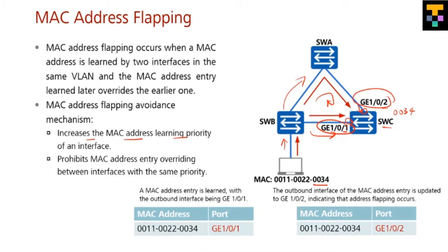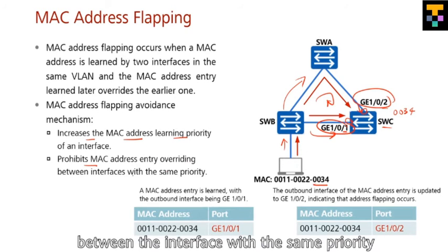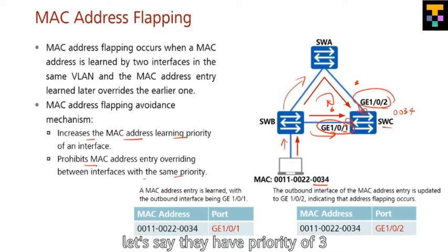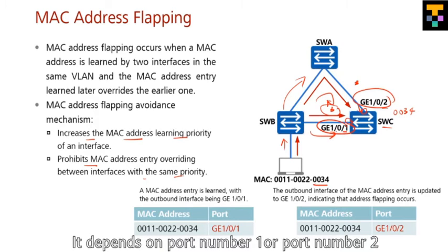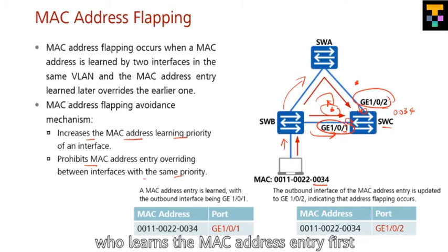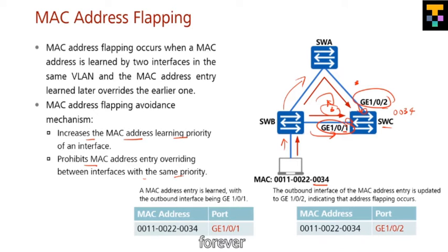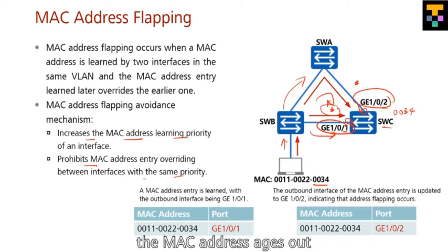not overwrite it. It also prohibits MAC address entry overwriting between interfaces with the same priorities. When both are the same priority, let's say a priority of 3, switch C will keep whichever comes in first. It depends on whether port number 1 or port number 2 comes into the entry first. Let's say one comes in first, I will keep that MAC address, and it will not be overwritten by another interface until the MAC address ages out.